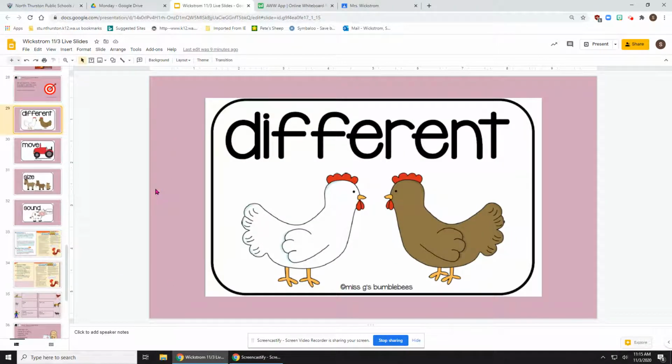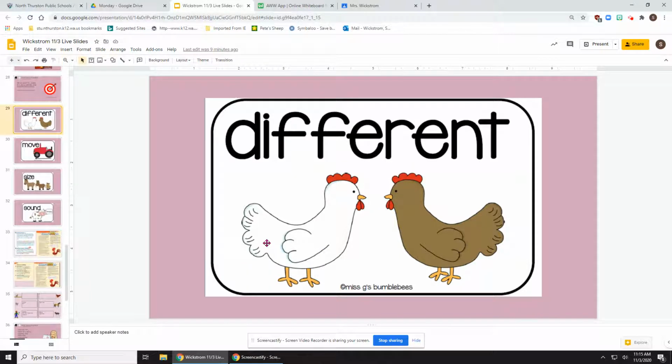The first word is different. On the picture you can see there are two chickens, but they are different. Different means that they are not like something else. So this one is white and this one is brown. The brown one is not the same color as the white one. So different means it is not like something else.